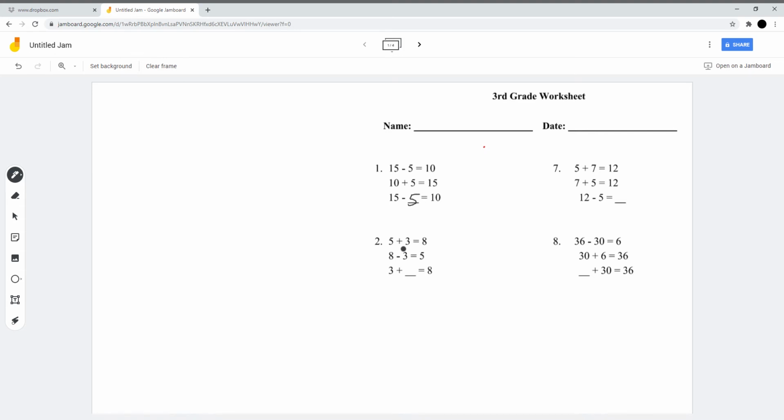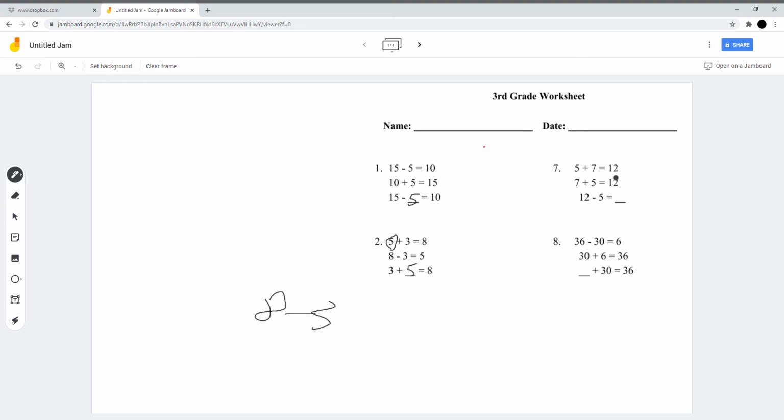Number 2: 5 plus 3 is 8. 8 minus 3 is 5. 3 plus what is 5? 5 is missing, or just subtract 8 and 3. So the answer is 5.